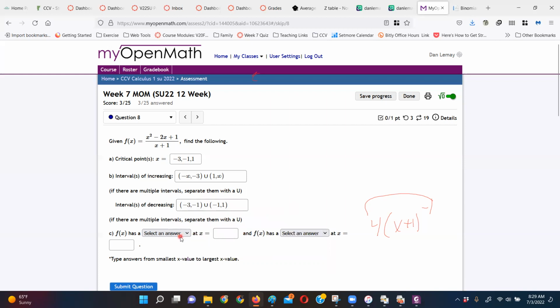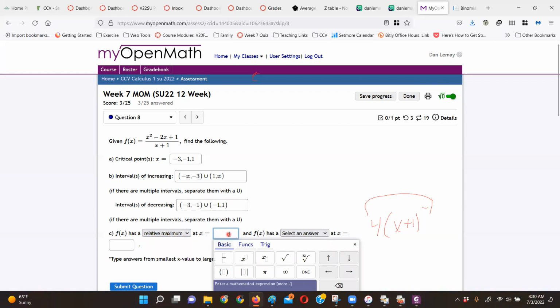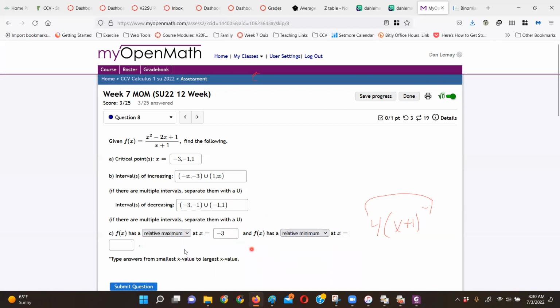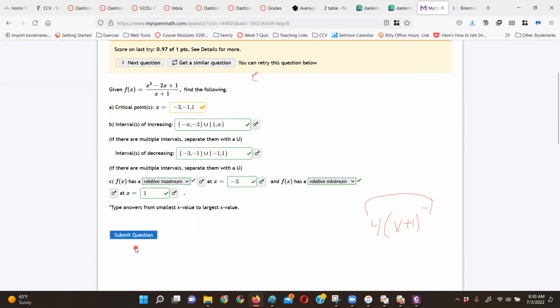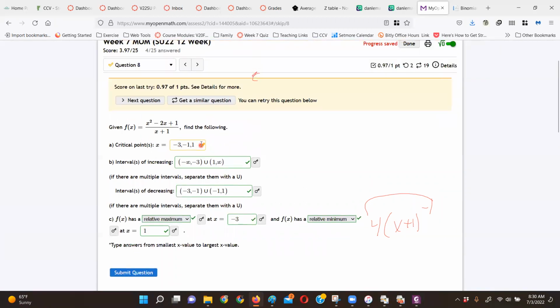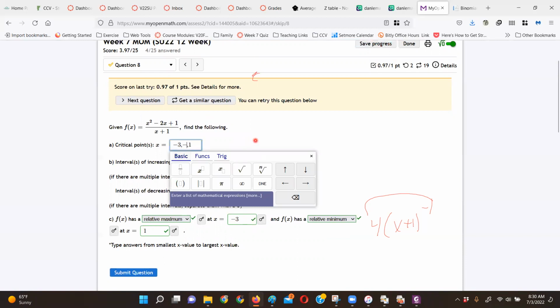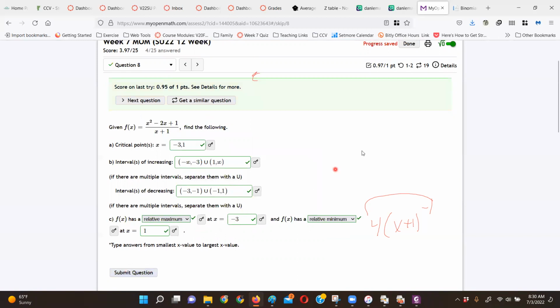And then f of x has a maximum at x equals negative 3, we said. And it has a minimum at x equals 1. Oh, what didn't it like? Oh, it didn't like that. Are they telling me the negative 1 is not a critical point? I mean, that could be the only issue. Yeah, that's what it's not liking.